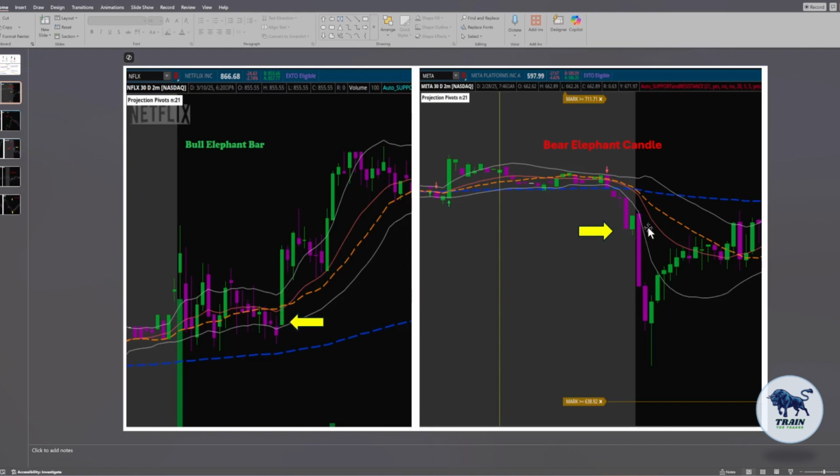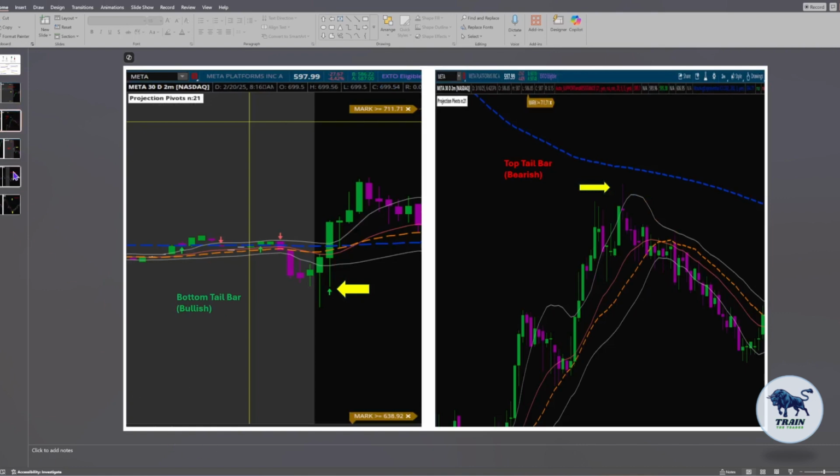The very opposite is the bear elephant candle. Same, large size compared to its previous 5 to 7. We're not looking ahead because remember, this hasn't happened yet. So when you see this large volume candle come in compared to its previous 5 to 7 candles, you can call that an elephant. Okay, next.